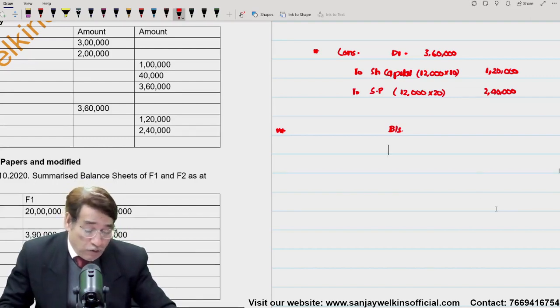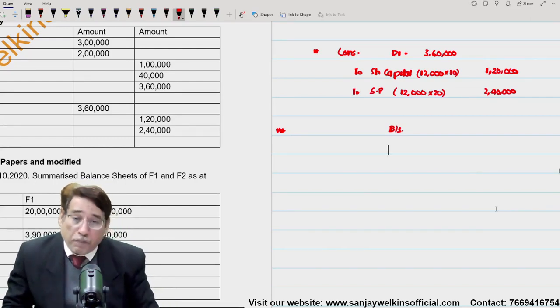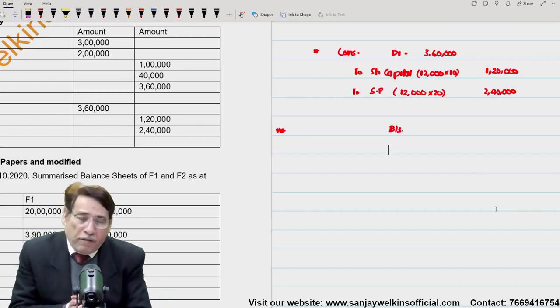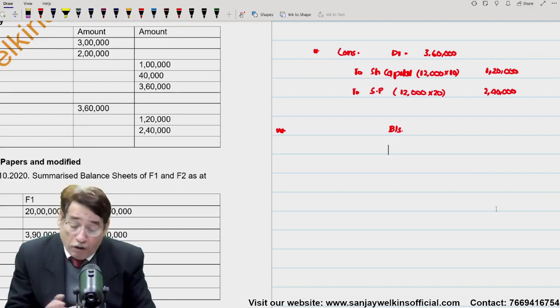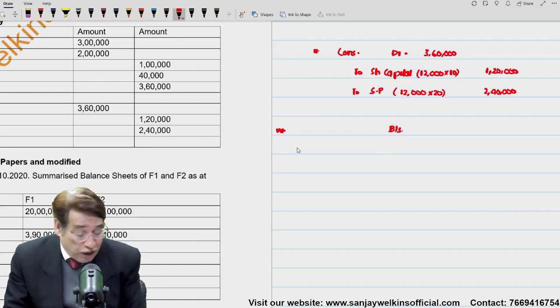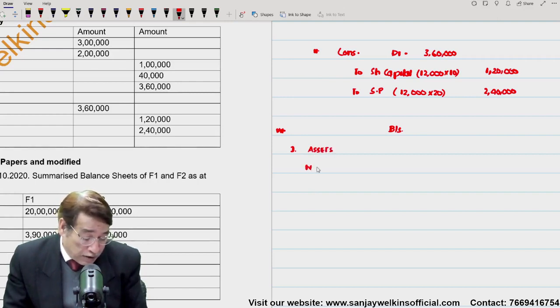How to prepare the balance sheet? In this particular question, if you remember, in order to prepare the balance sheet, first of all, I need to have the complete balance sheet in front of me, of the acquiree entity and the acquirer entity both. Is it clear to you? First of all, let me prepare the format. Assets. Under the assets, I am going to write non-current assets, first of all.